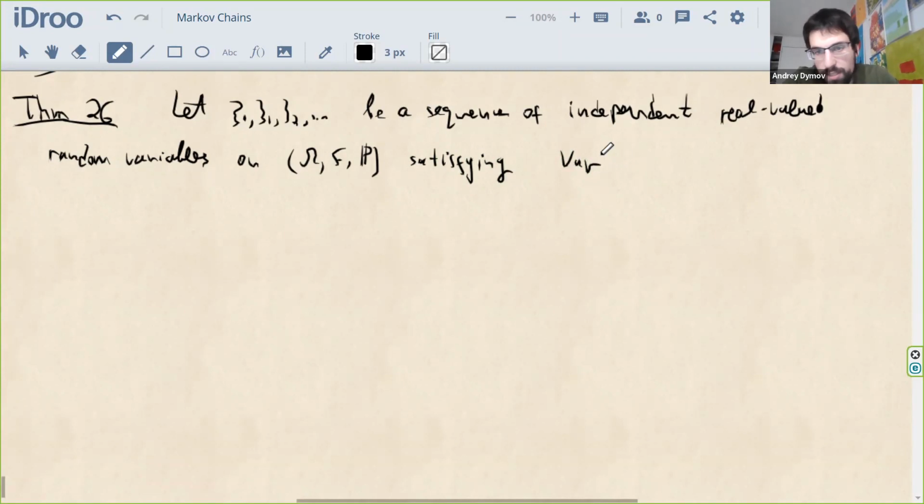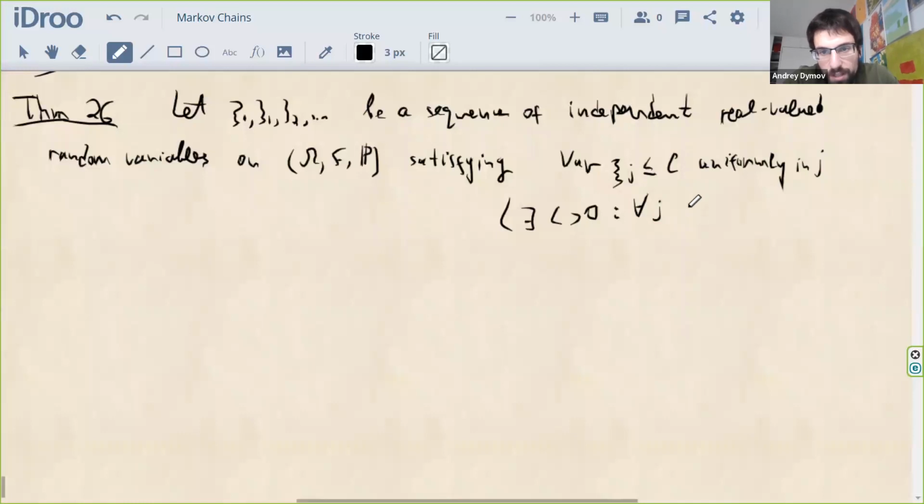the relation that their variance is bounded uniformly in j. Uniformly, I mean that there exists a constant C such that for any j we have what is written here. Okay, so all the variances are bounded by the same constant. Then, in particular, the variances are finite.